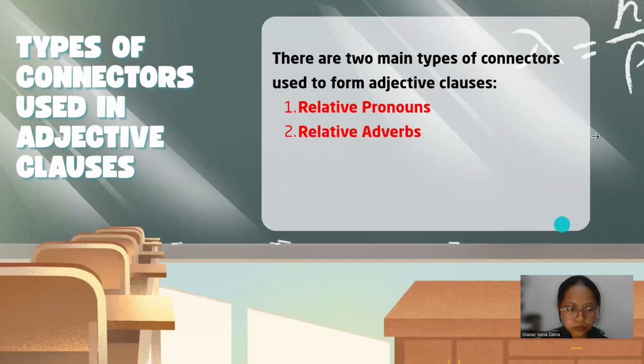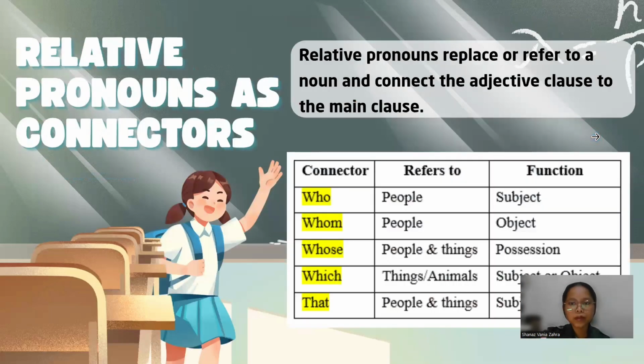Relative pronouns replace or refer to a noun and connect the adjective clause to the main clause. The connector who refers to people, the function is subject. The connector whom refers to people, the function is object. Whose refers to people or things, the function is possession. The connector which refers to things or animals, the function is subject or object. That refers to people and things, the function is subject or object.